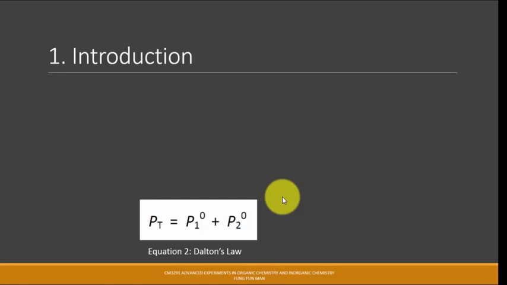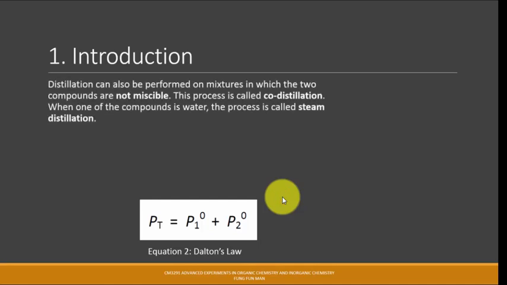Distillation can also be performed on mixtures in which the two compounds are not miscible, right? Immiscible liquids. So they will form a heterogeneous mixture. Now this process is called co-distillation. Remember, we are now applying distillation on immiscible liquids, and we call this co-distillation. And when one of these compounds is water, we call this process steam distillation.